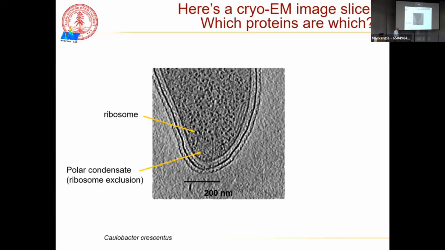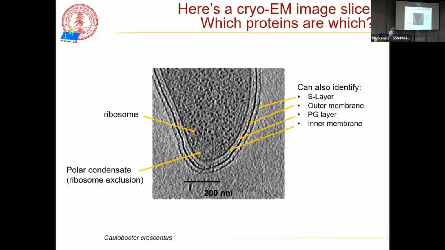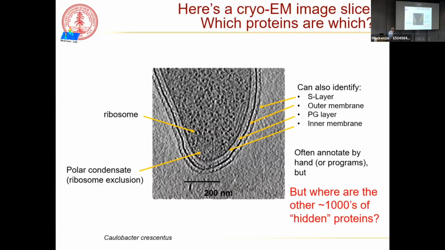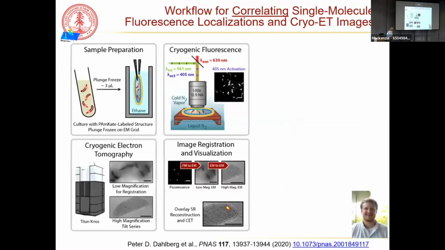You're going to recognize ribosomes, maybe a polar condensate. You can recognize various layers that are in the surface of this particular bacterial cell, and so on. But people will then annotate these kinds of images by hand or use programs, but where are the other thousands of hidden proteins that you can't recognize with your eye? Where are they? That's the question to be solved. We want to do that with fluorescence.